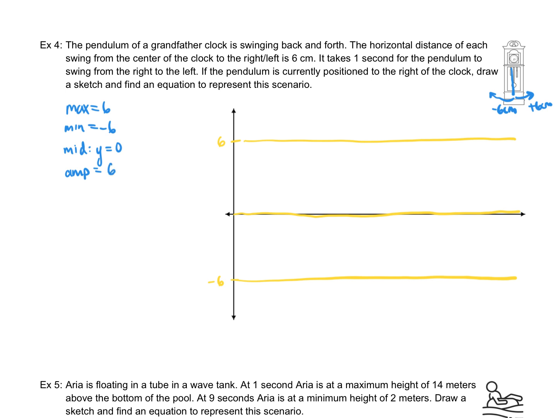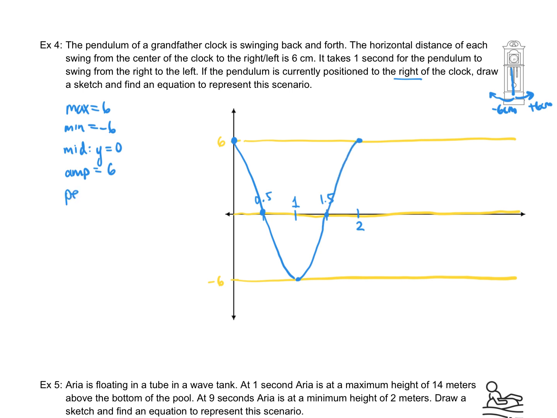Now, we're told that the pendulum is currently to the very right of the clock, which means we're starting at +6. And it takes 1 second for the pendulum to swing from the very right to the very left. So 1 second later, we're going to be at the minimum, which means it's going to take another second to get back up to the maximum. So the only points we don't have are the midline points, which should occur halfway between our max and mins. So at 0.5 and at 1.5. And there's 1 cycle of this function.